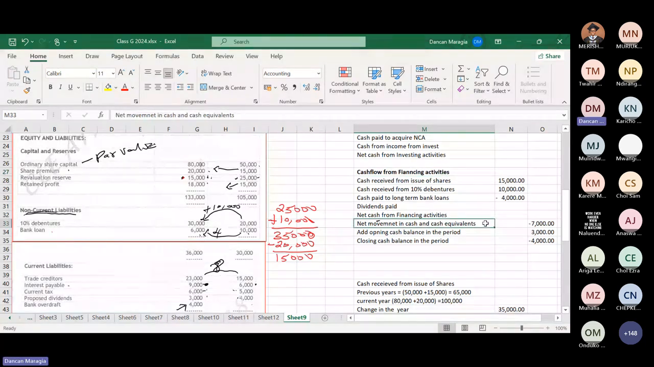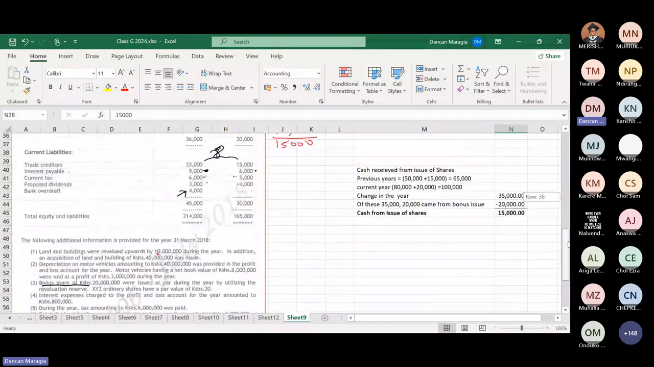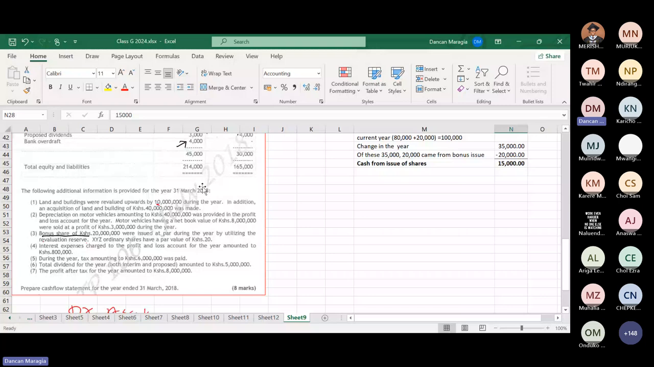So any question there from cash in from issue of shares? And that is why I told you sometimes there are those questions where you can have direct formulas for all those figures. Others you have to check. Like now that one, if you just check ordinary share capital, most people have taken 35. Then you later realize that is where you first need to check the additional information if there is anything that relates to that figure.